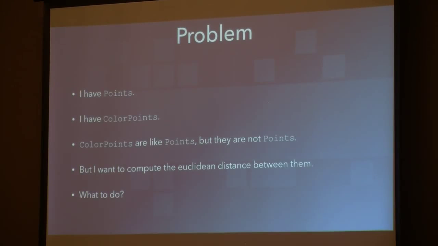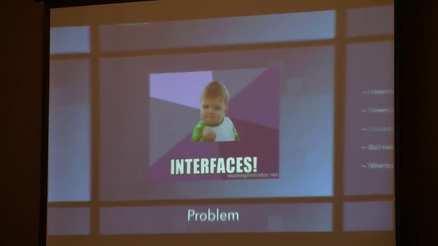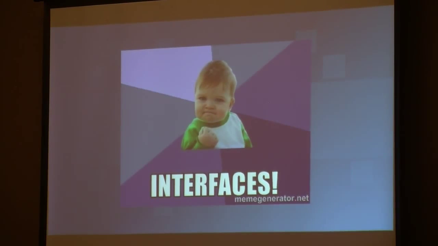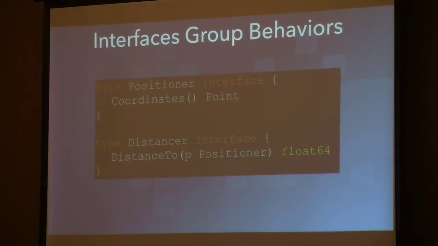This is where one of the coolest features in the language, that people don't understand why it's so cool, but you have to think about it. Interfaces. Interfaces are amazingly good. Interfaces group behaviors. So I have another type called an interface. This happens to be a positioner. A positioner knows how to calculate its coordinates and give me back a point representing them. I also have a distancer. A distancer can calculate the distance between me and another positioner.